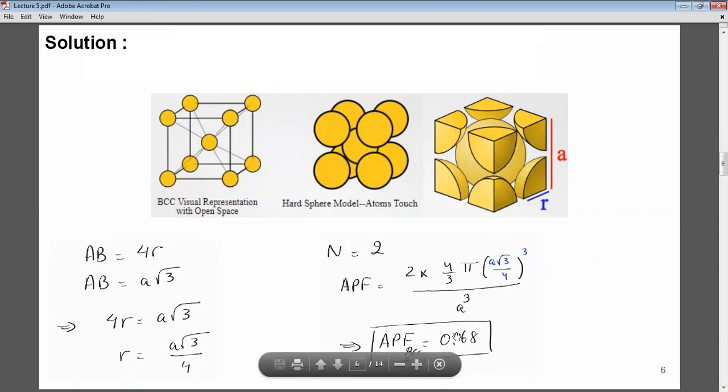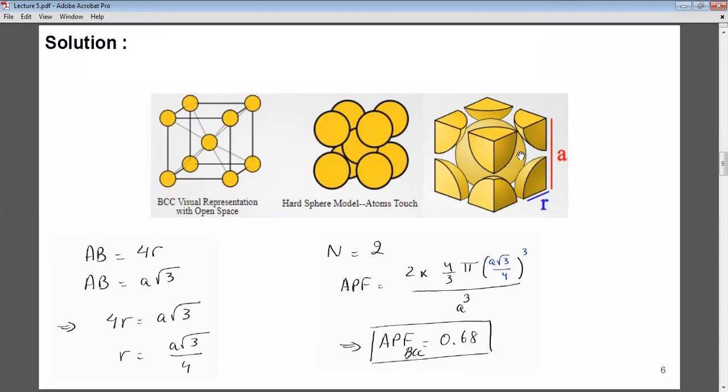And you find the atomic packing factor to be 0.68. Notice that the atomic packing factor in the case of BCC is slightly higher than that of the simple cubic, okay? And that's also what we mentioned when we were discussing this. We said that this configuration is more stable because the void in the middle is filled.